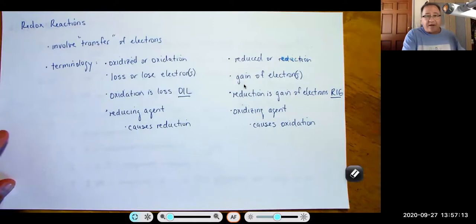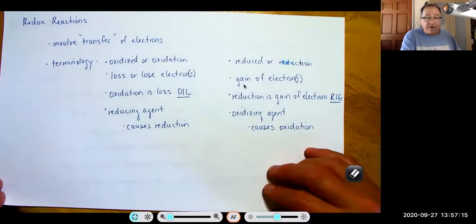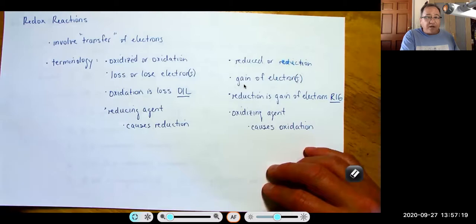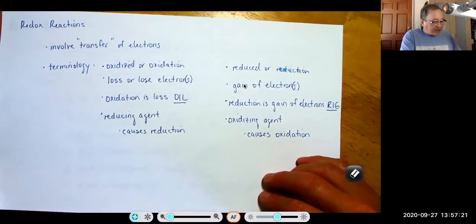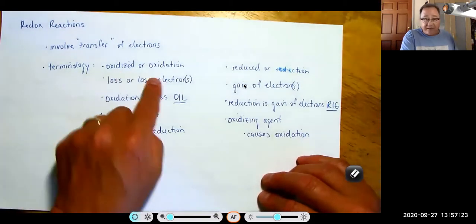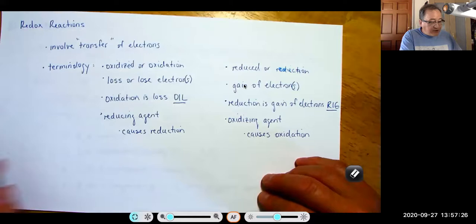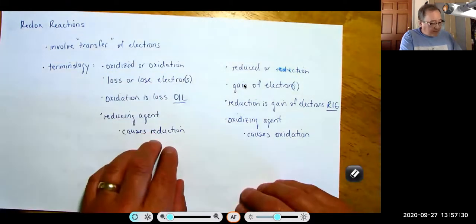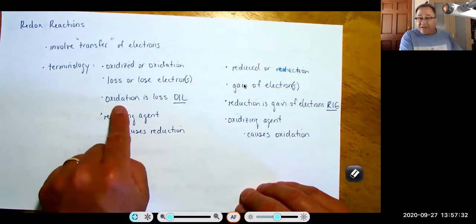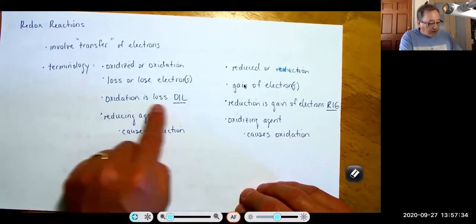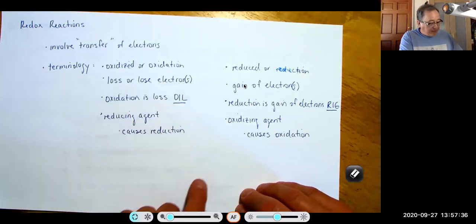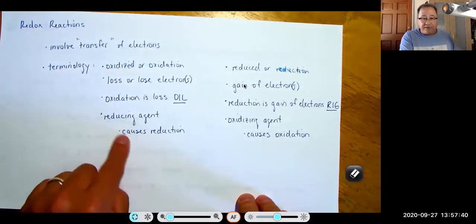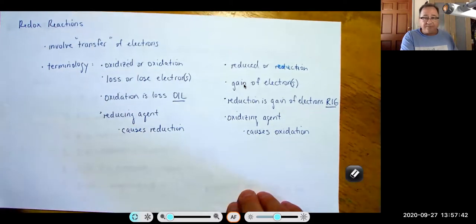So, redox reactions. These are reactions that involve the transfer of electrons. And for terminology, you need to know that oxidized or oxidation mean the same thing. And it means the loss or losing of electrons. And a way to remember that oxidation is the loss of electrons is OIL. Oxidation is loss. And if you are oxidized, you're the reducing agent, meaning you cause reduction.